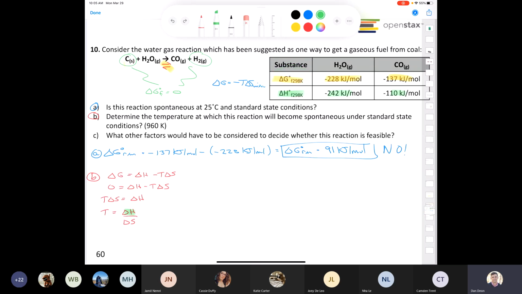First we're going to calculate the delta H. I'm just going to do this as an aside. The delta H of the reaction is going to be equal to negative 110 kilojoules per mole, subtract negative 242 kilojoules per mole. I end up with a delta H which is positive 132 kilojoules per mole.